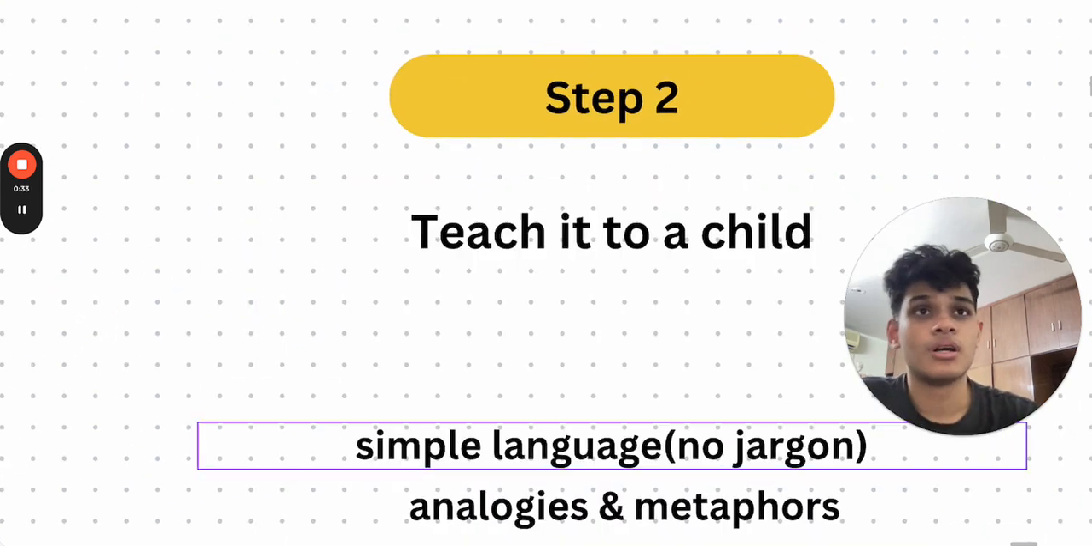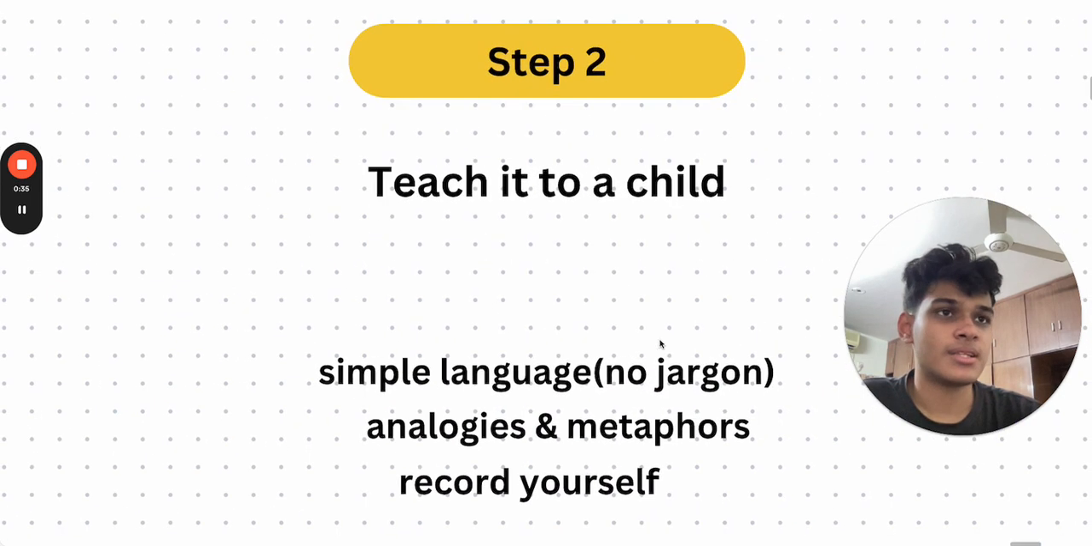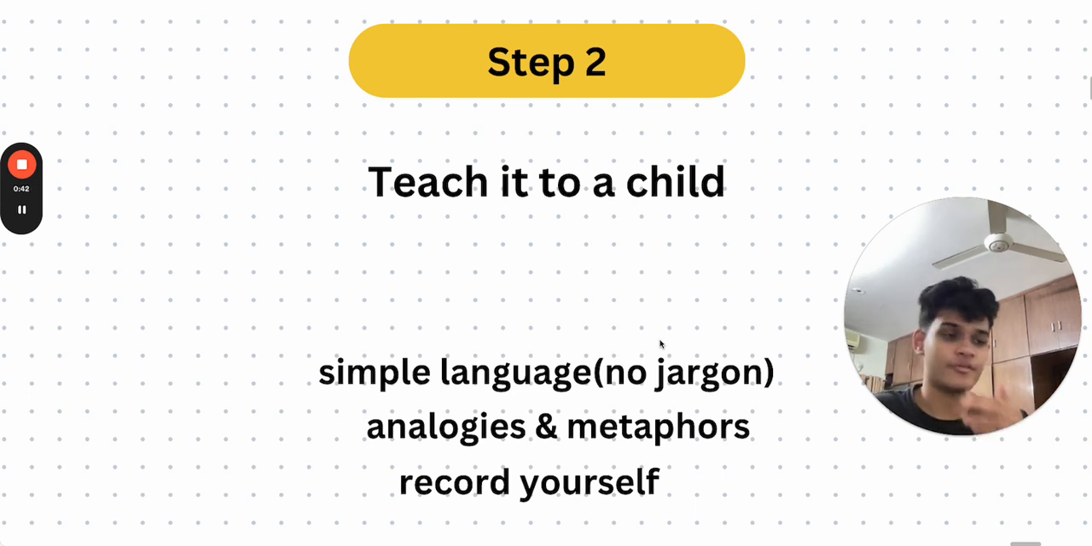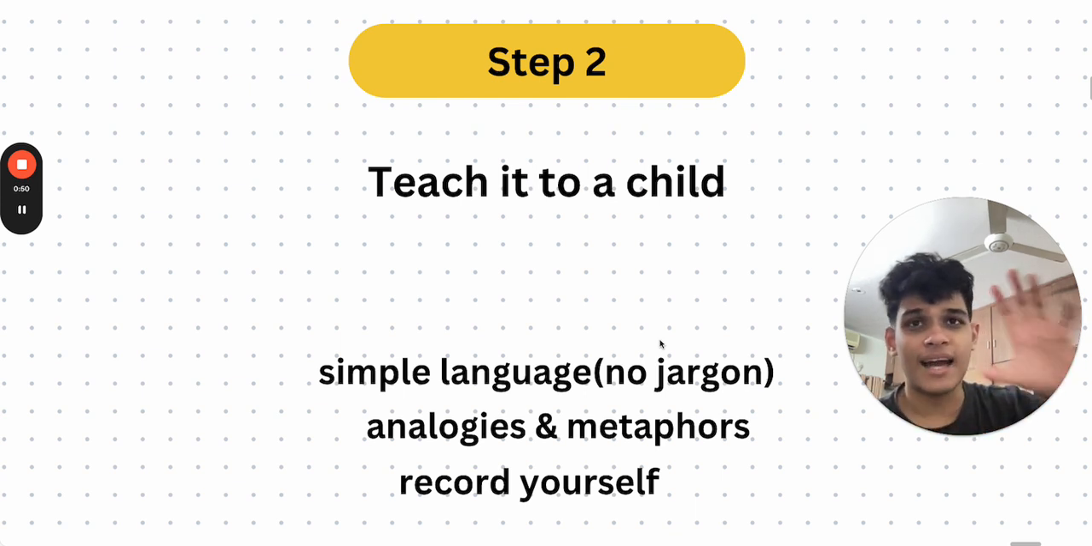Step 2. Teach it to a child. What I mean by this is don't kidnap a child, but use simple language, use analogies and metaphors to explain something simply. If you're studying something like science, you should really make use of analogies. It's a whole different video. And then afterwards, record yourself. Like while explaining it to a quote unquote child, just record yourself.